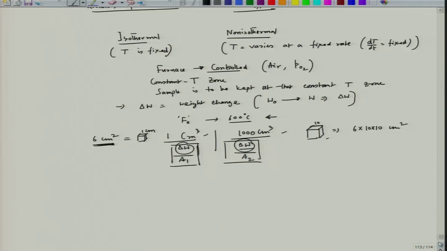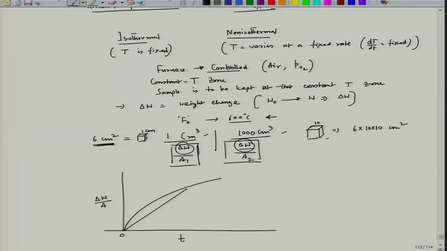And what do we plot? We plot time as a function of del W by area, and since this is the 0 point, it can be like this, it can be like this. If this parameter is considered to be x, then x is proportional to t, or x square is proportional to t, or it could be cube, or it could be logarithmic.